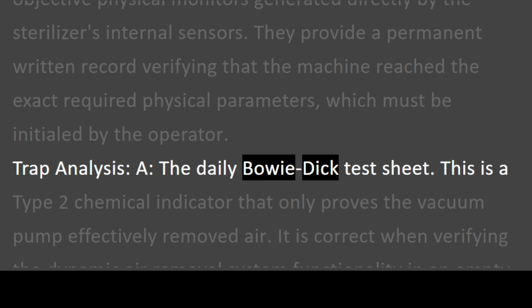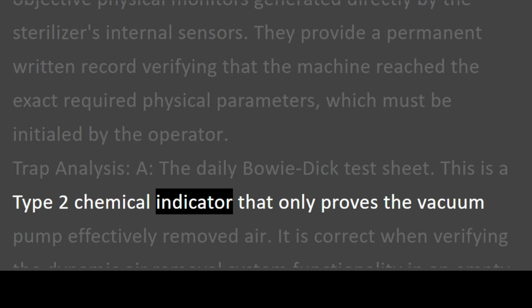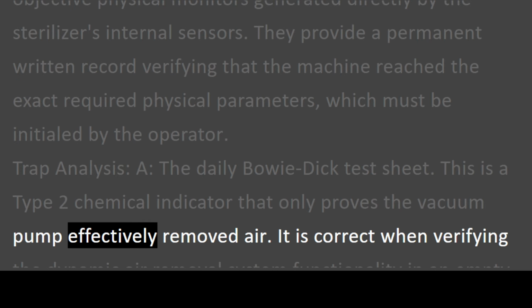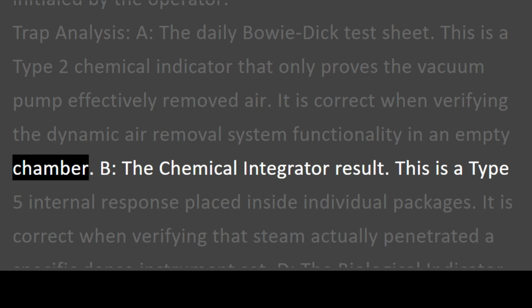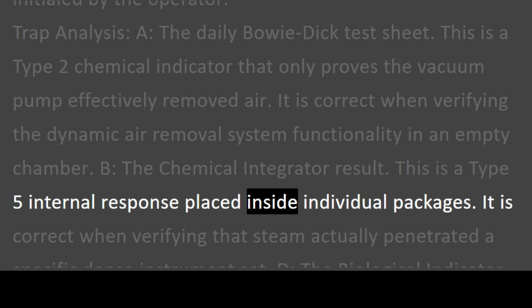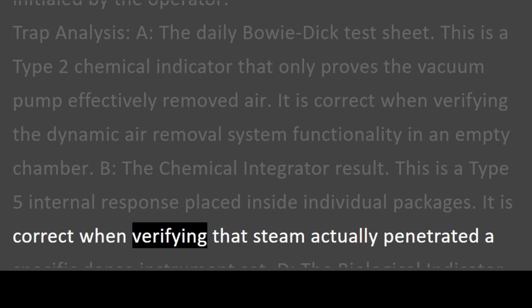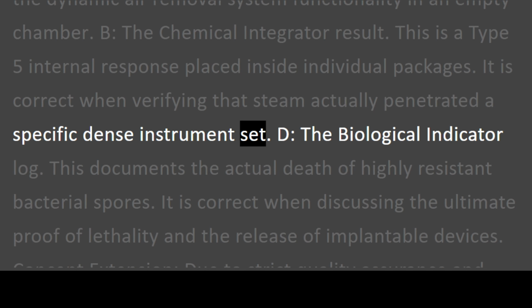A. The daily Bowie-Dick test sheet. This is a Type 2 chemical indicator that only proves the vacuum pump effectively removed air. It is correct when verifying the dynamic air removal system functionality in an empty chamber. B. The chemical integrator result. This is a Type 5 internal response placed inside individual packages. It is correct when verifying that steam actually penetrated a specific dense instrument set.